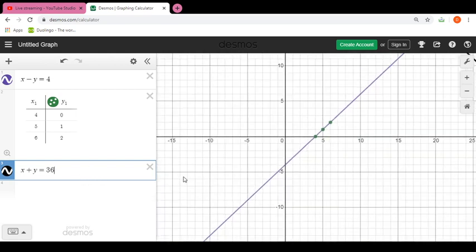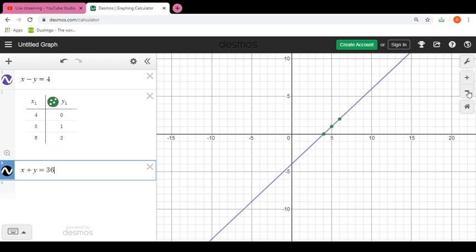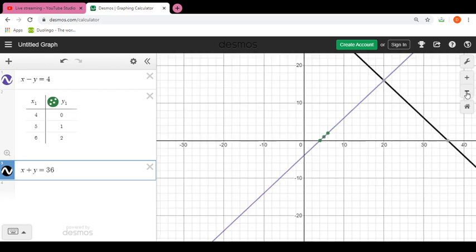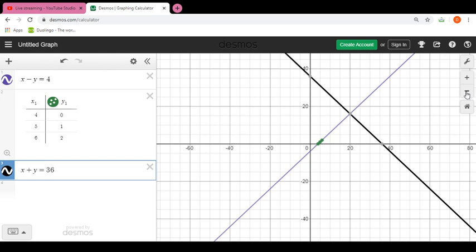See this point. Is it clearly visible to you? They meet at this point. What is this point? See, this is 20, 16. So now these 3 points have come closer.